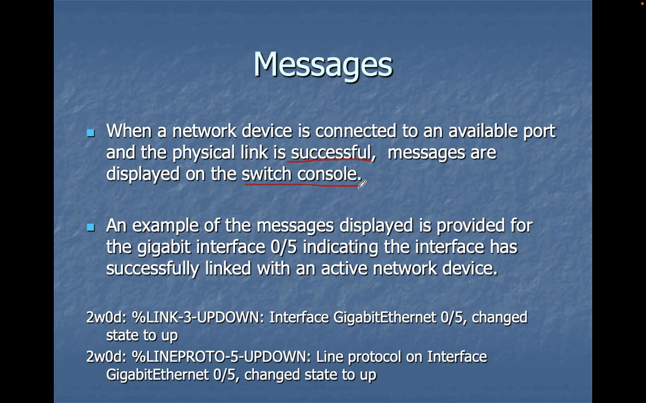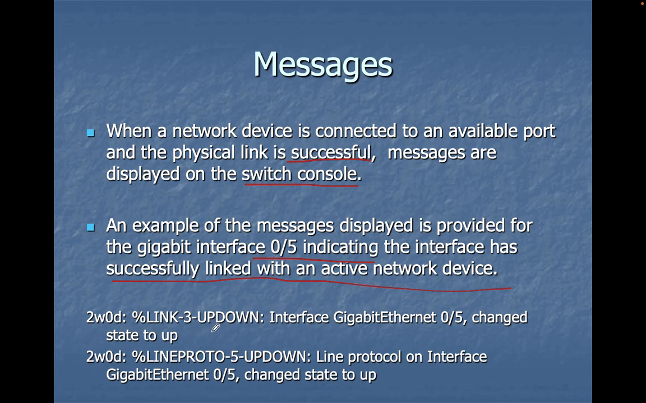Now, some of these messages we're going to look at. An example of message display is provided for the gigabit interface 0/5, indicating that the interface has successfully linked with an active network device. Previously, this interface 0/5 was not linked. So when you decide to connect it, a message will pop up like what you see here.